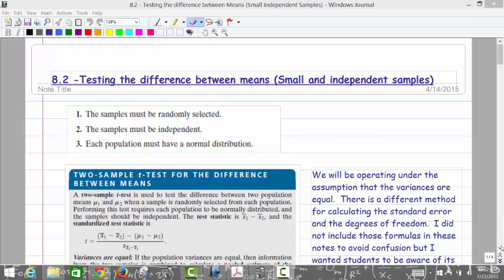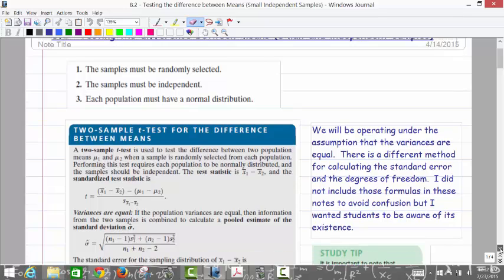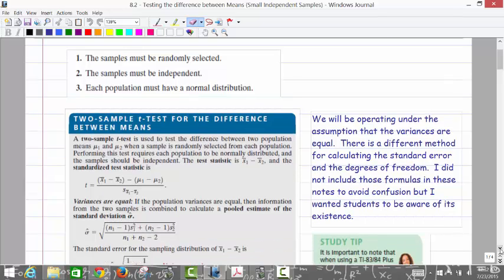But these populations must come from normal distributions. Now, one thing that's very important is there's two methods to consider when you are applying this two-sample t-test for the difference between two means. You can have what's called where the variances are assumed equal or they are assumed to be unequal. Now I'm going to go under the assumption they're going to be equal. And as I mentioned over here, there's a different method for calculating the standard error, the degrees of freedom.